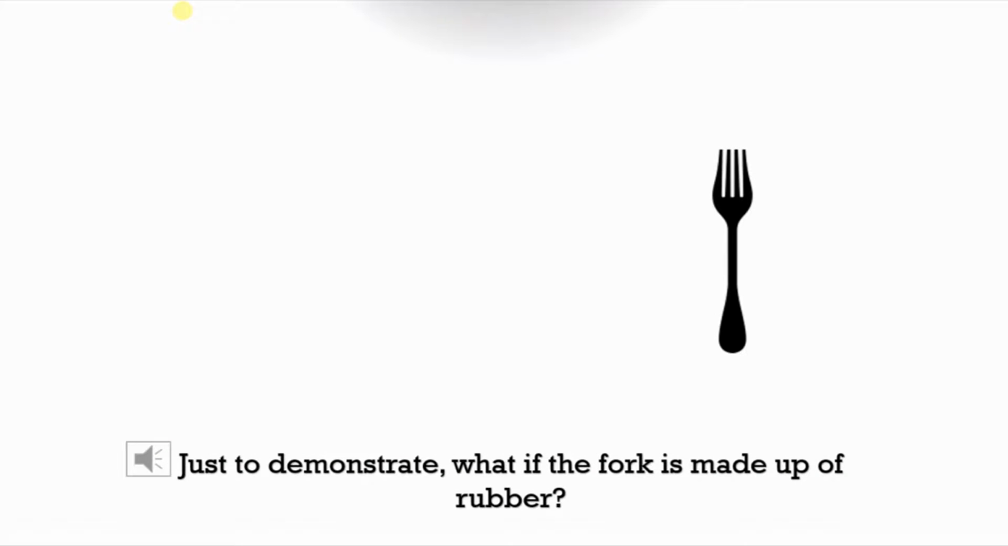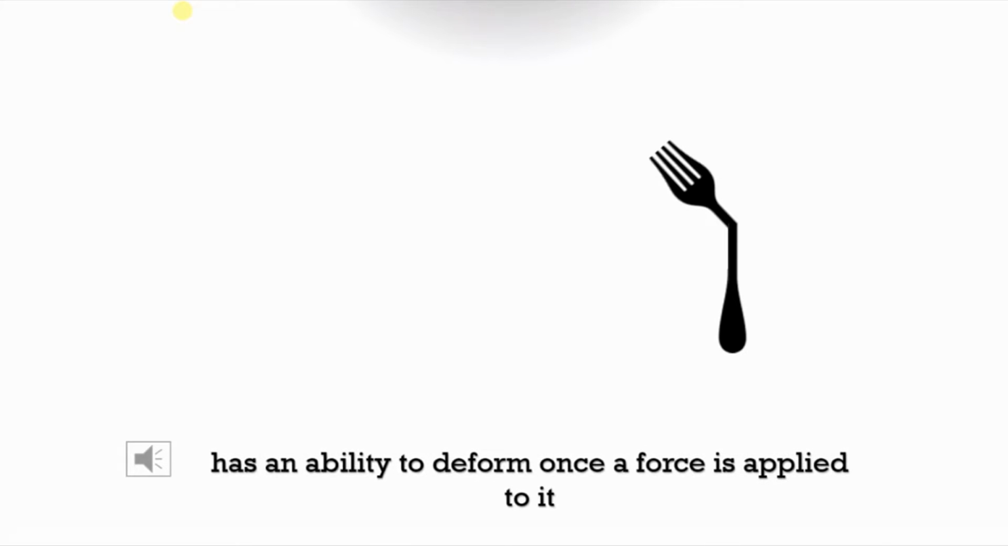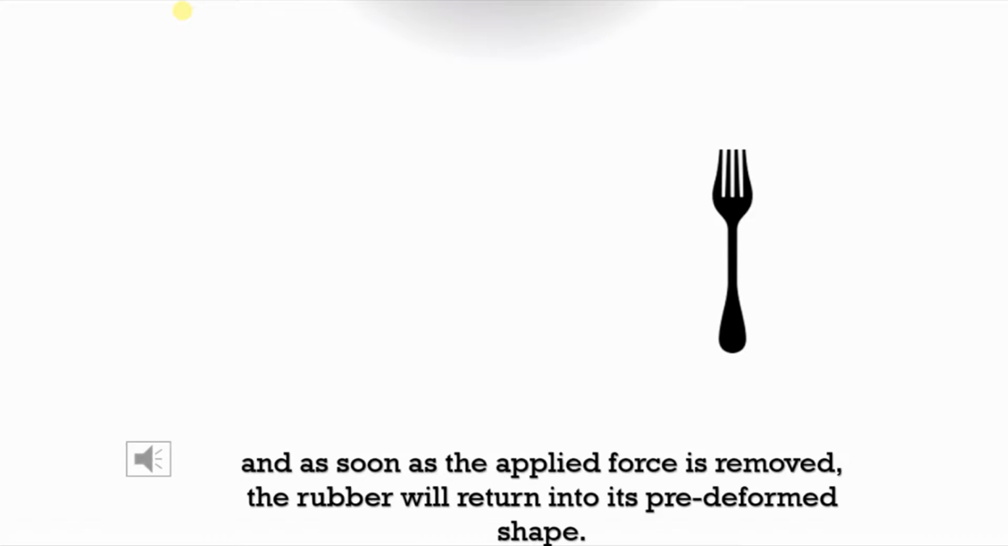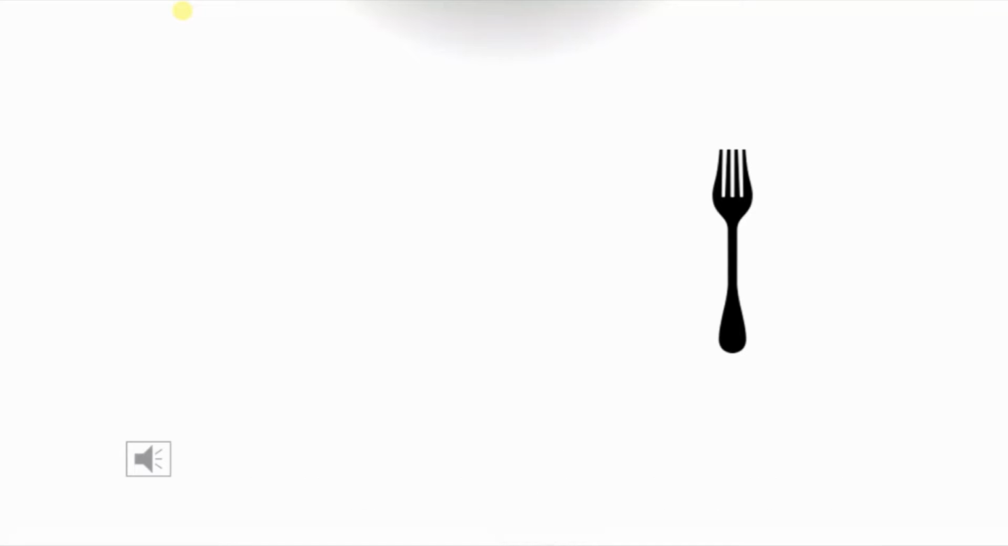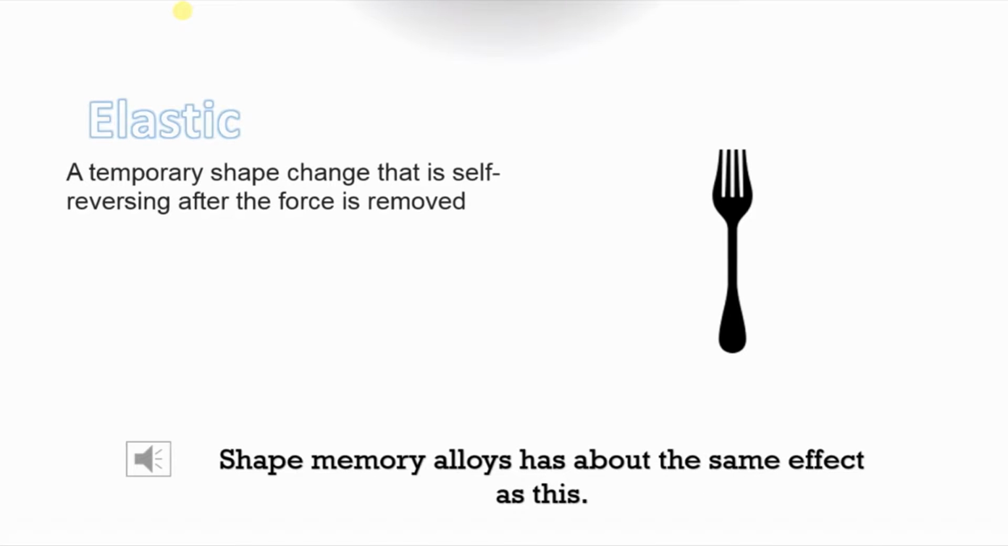Just to demonstrate, what if the fork is made up of rubber? Rubbers, as we all know, have an ability to deform once a force is applied to them, and as soon as the applied force is removed, the rubber will return to its pre-deformed shape. This property is called elasticity. Shape memory alloys have about the same effect as this.